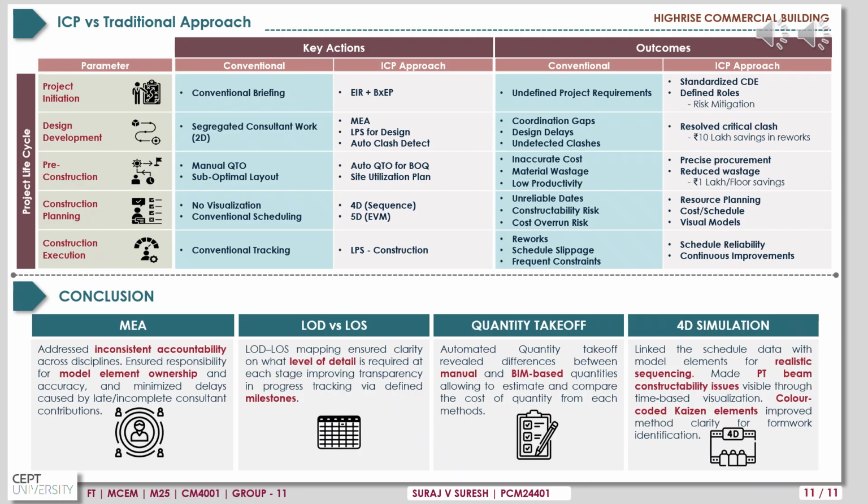Now in 4D simulation, the construction schedule data was linked with the 3D model elements to create a simulation. This enabled realistic sequencing and made specific issues like PT-beam constructability issues visible through time-based visualizations. Additionally, the color-coded elements improved the method clarity needed for formwork identification.